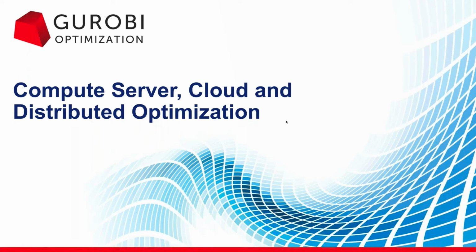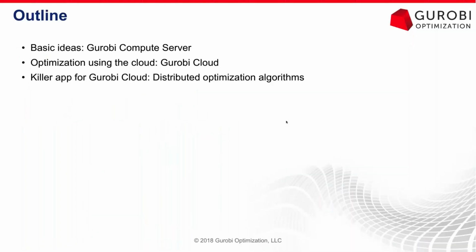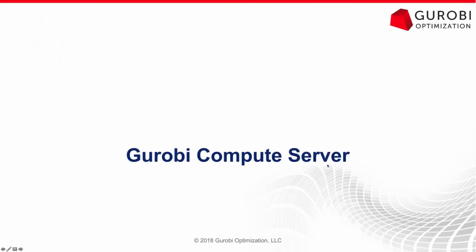We will now talk about Gurobi Compute Server, Cloud, and Distributed Optimization. So we'll start out with the basic ideas, the foundation, which will be Gurobi Compute Server. And then step 2, we'll talk about optimization using the cloud. So putting Gurobi Compute Server onto the cloud and running on a cloud computing environment. And then once we've got those ideas in mind, we'll talk about a killer app for Gurobi Cloud to use Gurobi distributed optimization algorithms. So let's start with the basic ideas in Gurobi Compute Server.